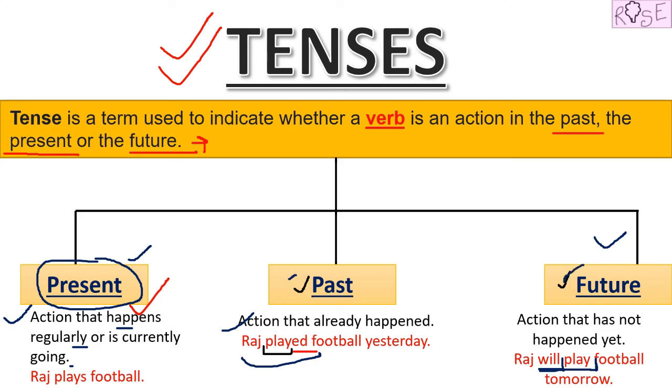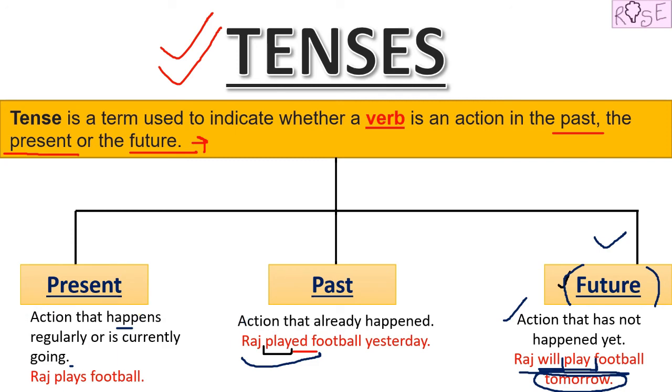Now what about the future tense? Future tense tells about an action that has not happened yet. It will happen in the future. Like Raj will play football tomorrow. Okay, so these are the three tenses: present, past, and the future tense. Wow, today we learned about tenses and how they affect a verb.